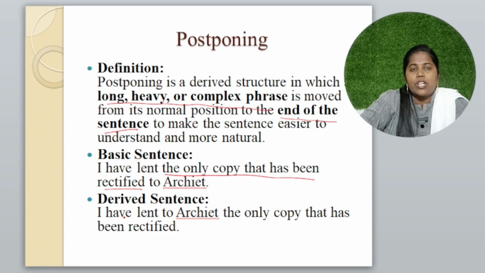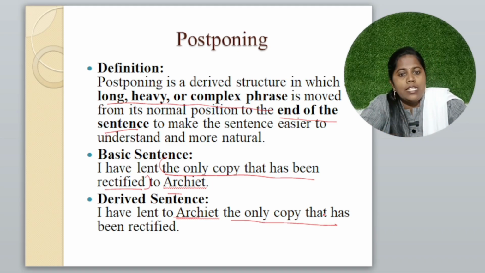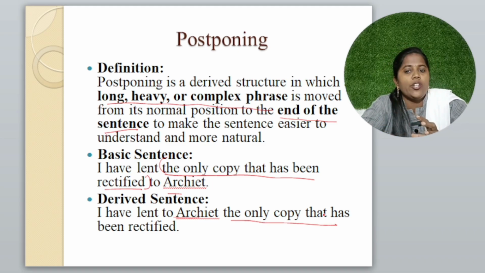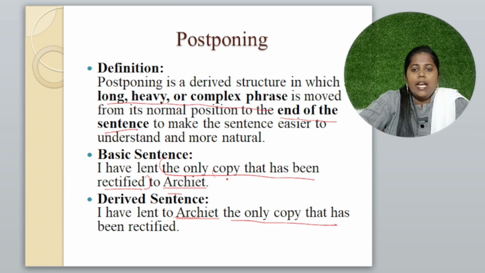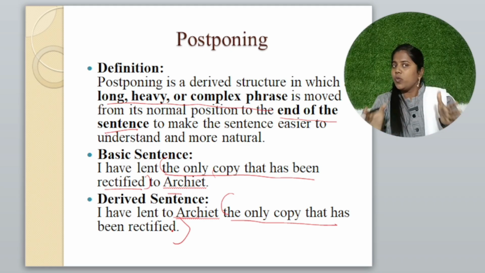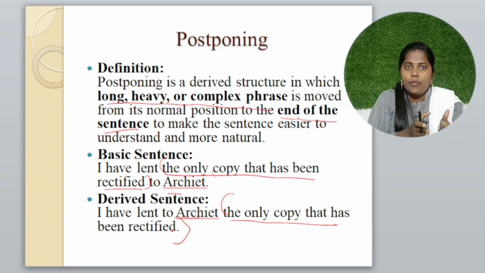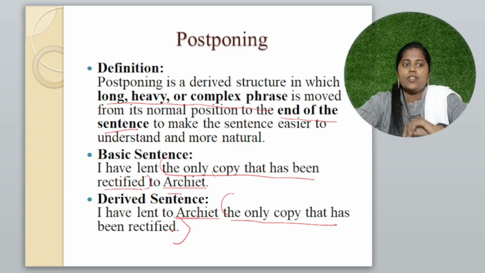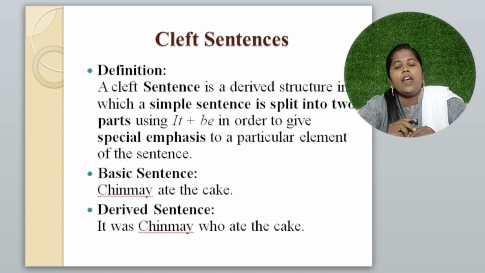And in this derived structure, what did I do? I have lent to Archit, and the whole phrase I just shifted to the end of this sentence. And I derived one structure, that is, I have lent to Archit the only copy that has been rectified. This element I have shifted to the end of the sentence, and that's why this is postponing. In postponing, we shift one element to the end of that sentence. Okay, let's see the next process, and that is cleft sentence.